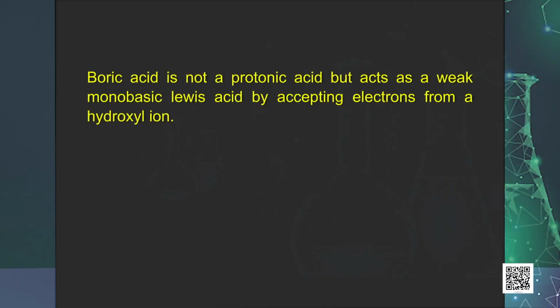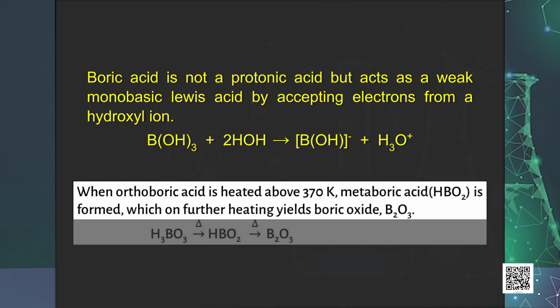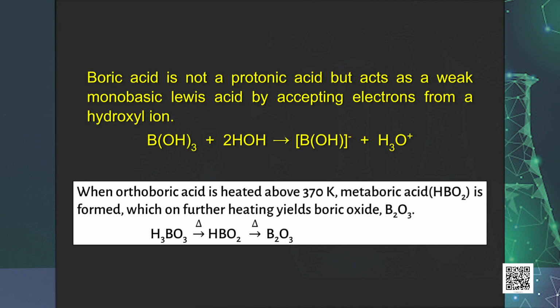Boric acid is not a protonic acid but acts as a weak monobasic Lewis acid by accepting electrons from a hydroxyl ion. When orthoboric acid reacts with water, it produces tetrahydroxyborate ion along with hydronium ion. When orthoboric acid is heated above 370 Kelvin, metaboric acid is formed, which on further heating yields boric oxide. The reaction involved is represented on the screen.